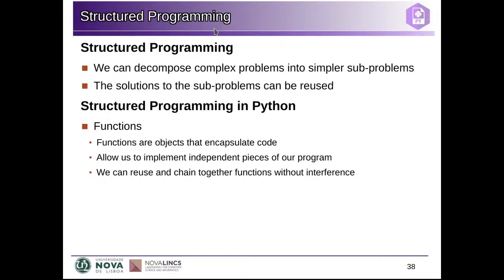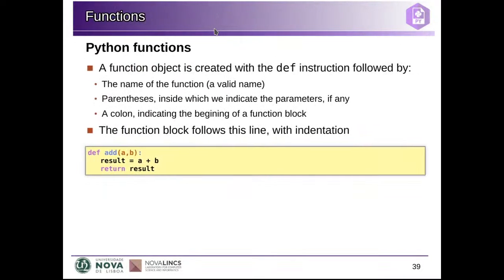And the idea here is that we can decompose complex code, complex problems, into simpler subproblems using functions. And functions are special objects that can encapsulate a recipe and make it independent from the rest of the program. So this means that once we have one of these little pieces working, we can bring them together with other different pieces and make sure that everything keeps working as well.